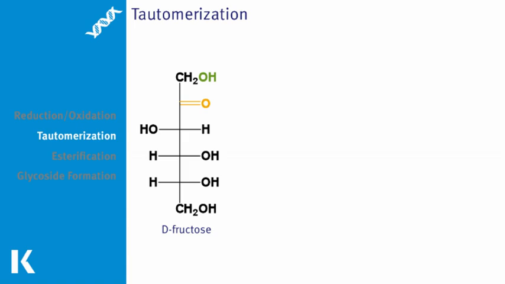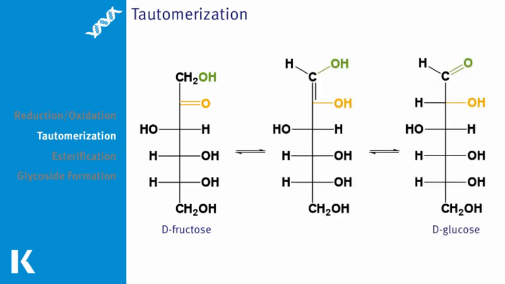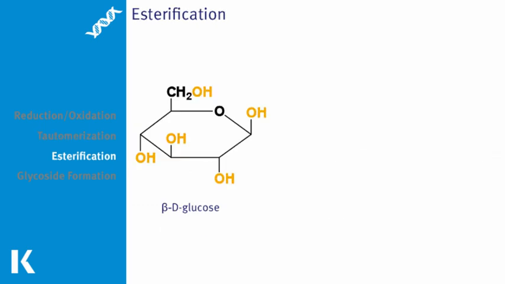Tautomerization is a related process in which a ketose, a non-reducing sugar, can be converted to an enol and then to an aldose, which is a reducing sugar. That concludes the rearrangements and internal reactions that we'll see undergone by monosaccharides in this video.